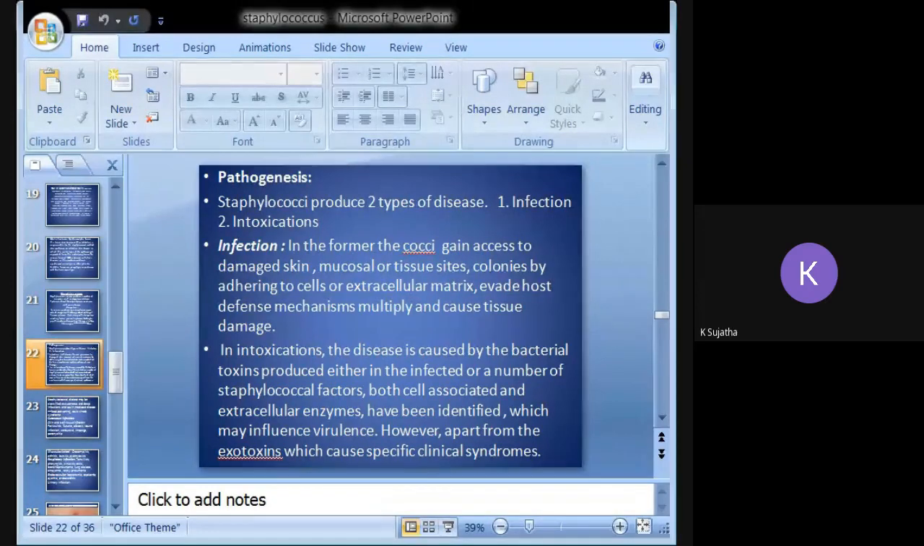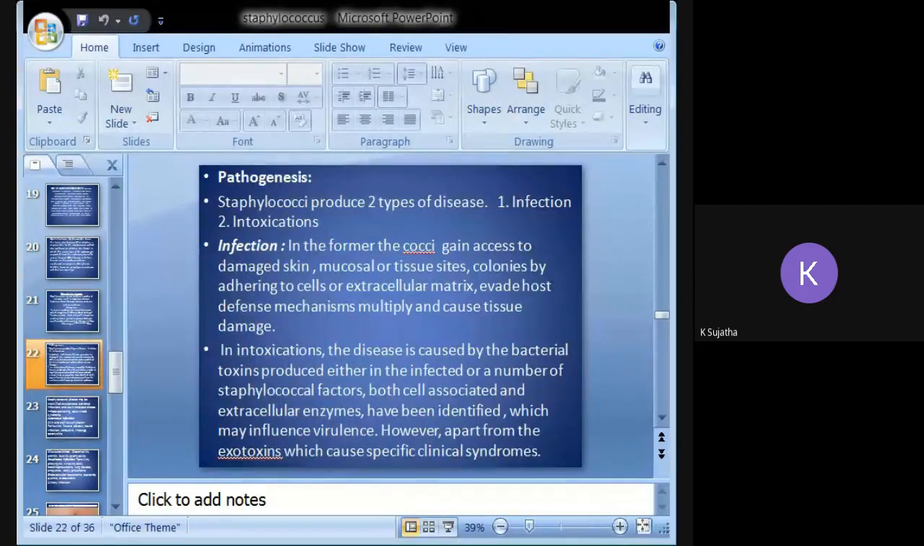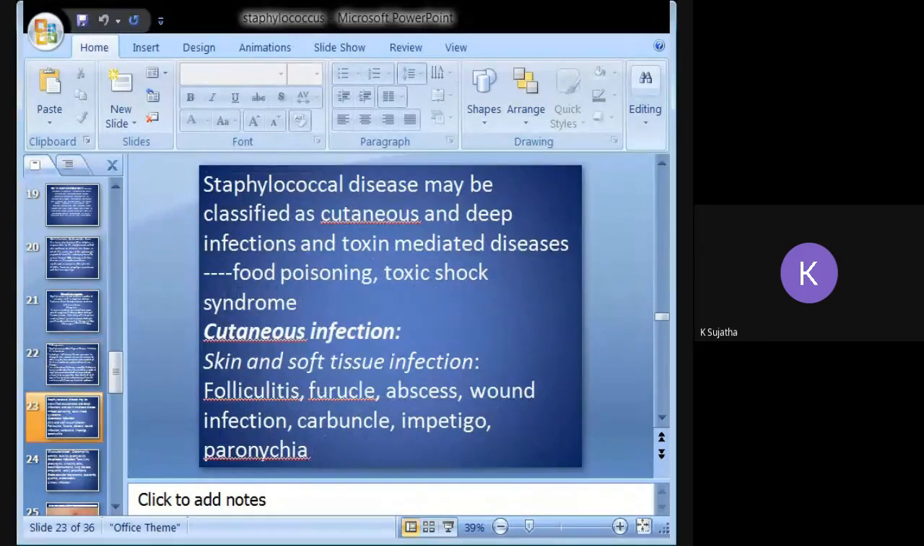Next, this is the pathogenesis. How many types of pathogenesis? Infections and intoxication. Infections mean cutaneous infections, deep cutaneous infections, folliculitis, pharyngitis, boils, wound infections, pus. A group of boils is called a carbuncle. Red rashes are called impetigo. Also paronychia and inflammation of skeletal muscles. These are all caused by the five types of cytolytic toxins.